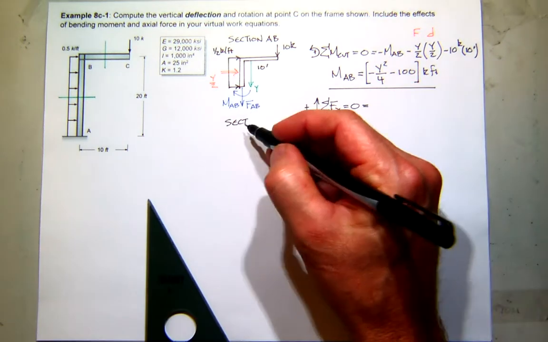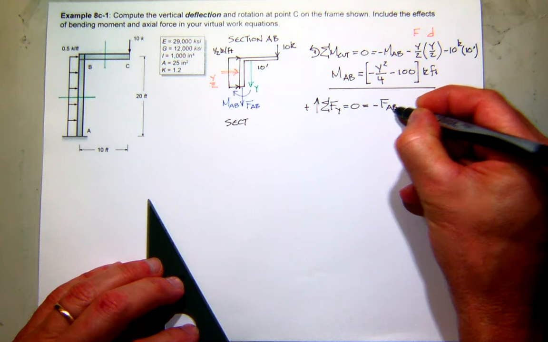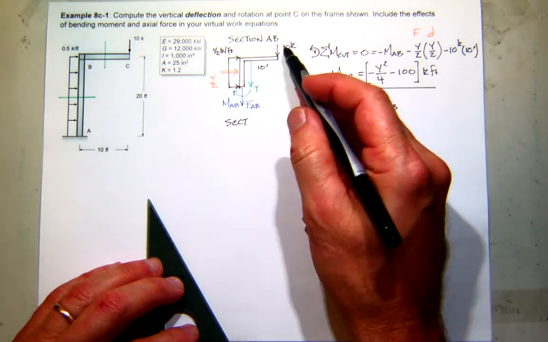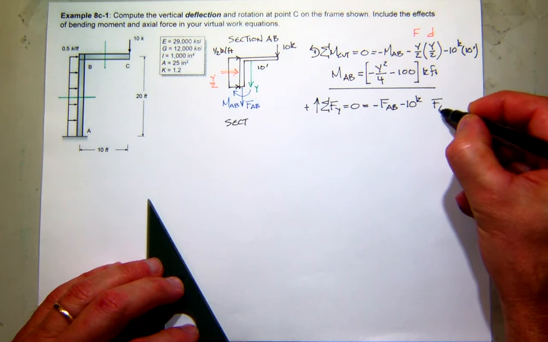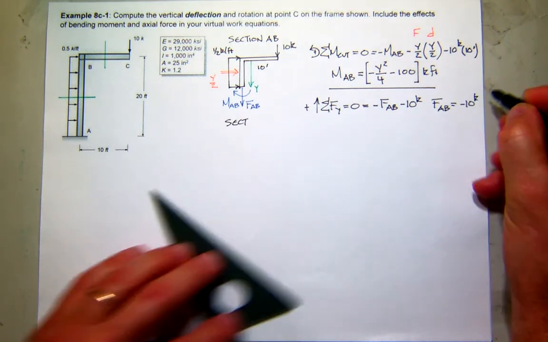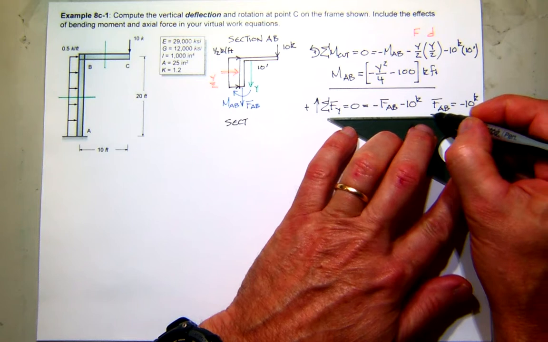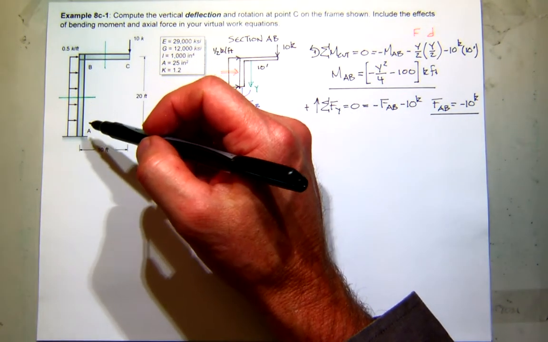That's a tension force. It's acting down, so that would be negative in my sign convention. And what other force is vertical? Also negative 10. So it looks like the force in AB is negative 10 kips. So it says the force in AB is in compression. Look at that. Does that make sense? I think so.